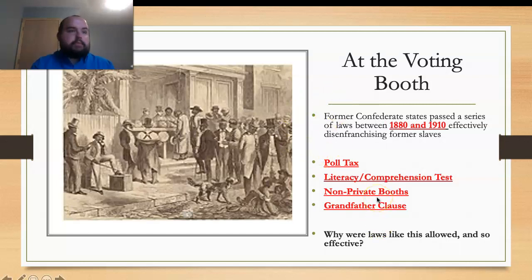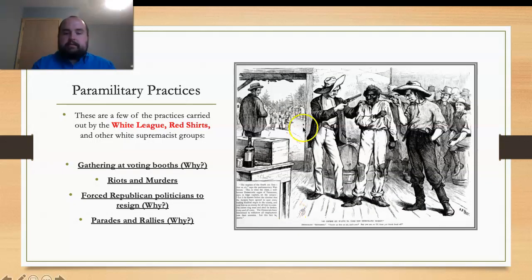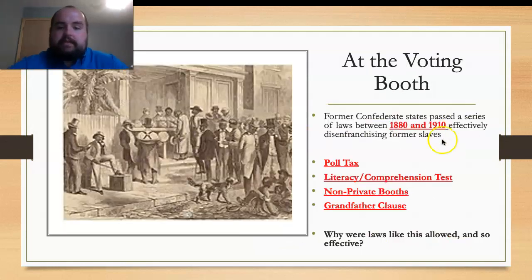Also, non-private booths, that should be very obvious for the impact of that. If you have these groups showing up at the voting booths and they can see who you vote for, you're probably not going to vote for a politician they don't like if they're sitting there holding guns. Finally, they also use something called the grandfather clause. Is anyone familiar at home with what the grandfather clause is?